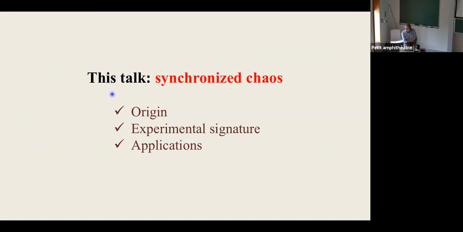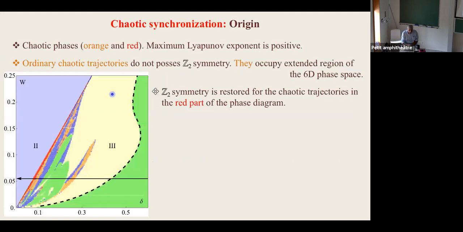So, let's talk about synchronized chaos mainly in the remainder of the talk: its origin, experimental signature, and applications. Again, let's look at this region near the origin of the phase diagram. There are two chaotic phases here. One is orange and the other is red.